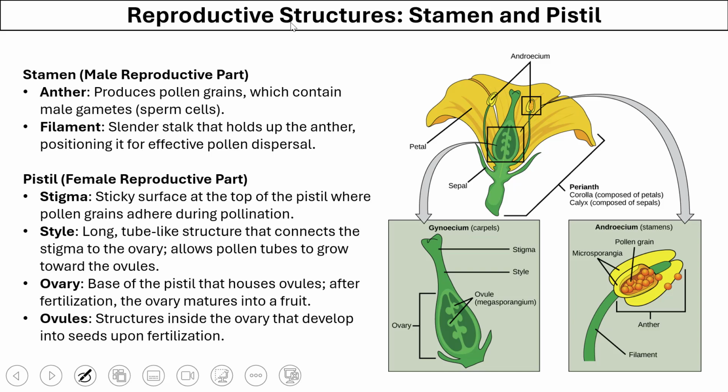Here is a more zoomed in view of the male and female parts of the plant. You can see here is the female part with stigma, style, ovary, and inside the ovary there are ovules. And in the male part you have anther and filament. The male part is also called androecium and the female part is also called gynoecium.